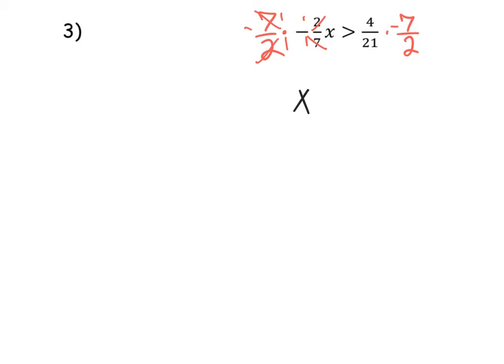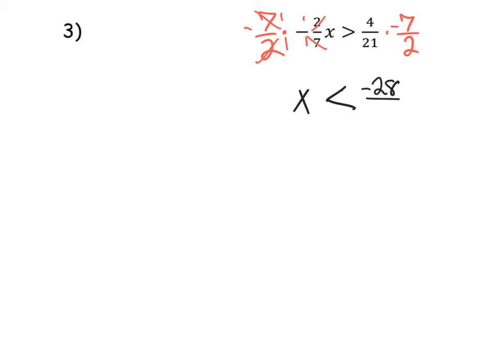Just x. All right. But now my other side. Ooh, I multiplied by negative 7/2. I multiplied by negative. Ding, ding, ding. What happens? The inequality flips. Perfect. Now, 4/21 times negative 7/2. Some people like to cross cancel. Let's pretend that we don't really know how to cross cancel and how to simplify, and we're just going to multiply straight across. 4 times negative 7. What is it? Negative 28.